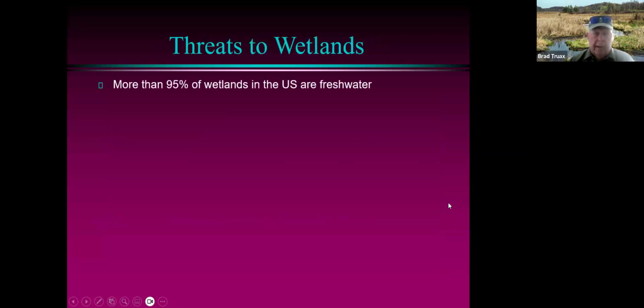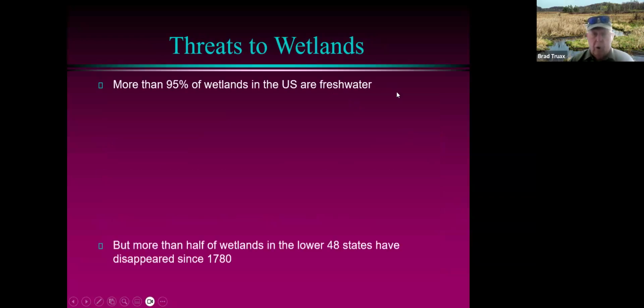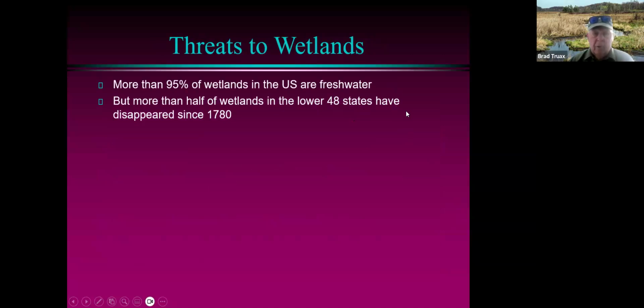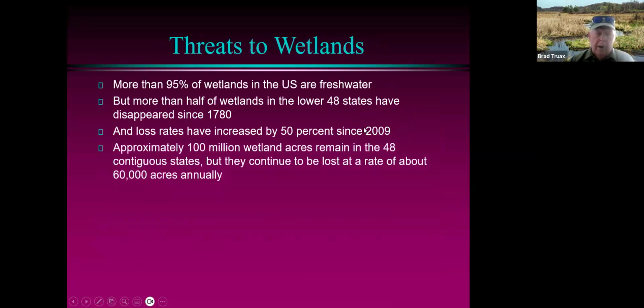But there are threats to the wetlands. Again, more than 95% of our wetlands in the U.S. are freshwater, but more than half of the wetlands in the lower 48 states have disappeared since 1780. And that loss rates have actually increased by 50% since 2009. So we're seeing a tremendous acceleration of the loss of wetlands. Approximately 100 million wetland acres remain in the 48 contiguous states, but they continue to be lost at a rate of about 60,000 acres annually. So this is a serious threat.